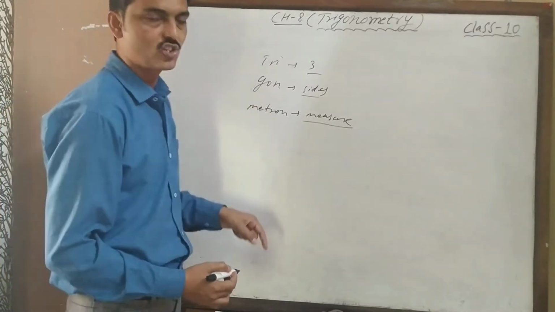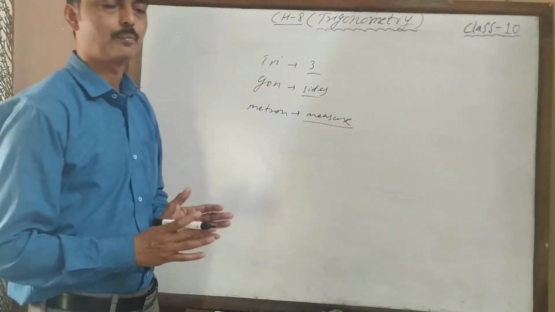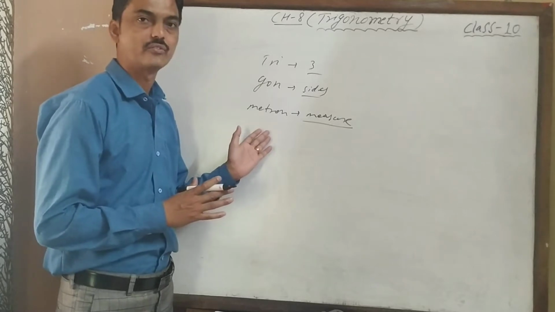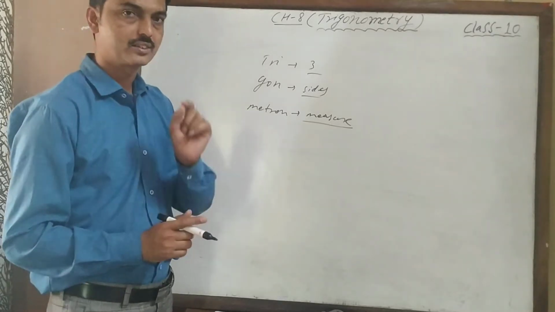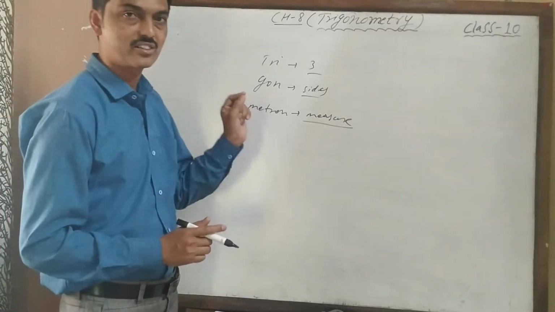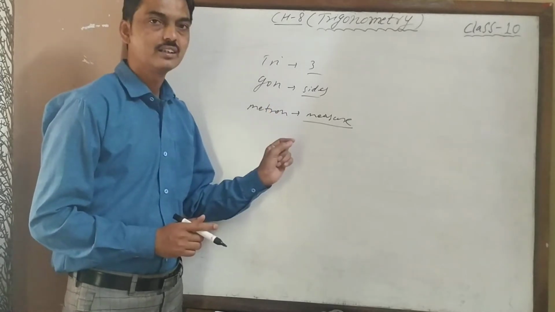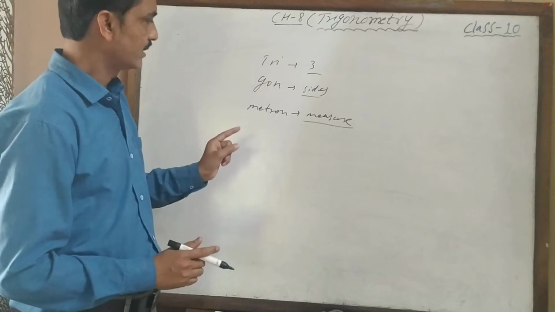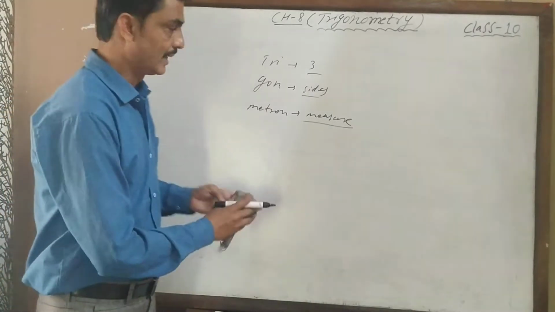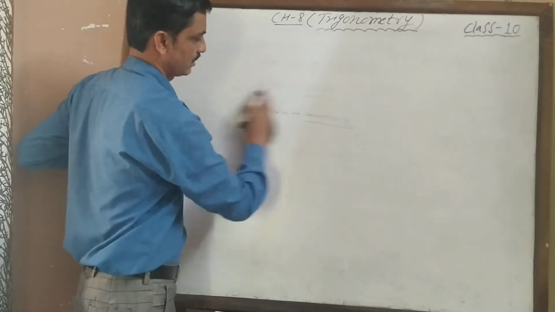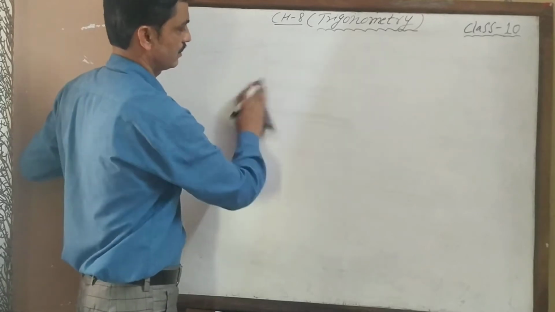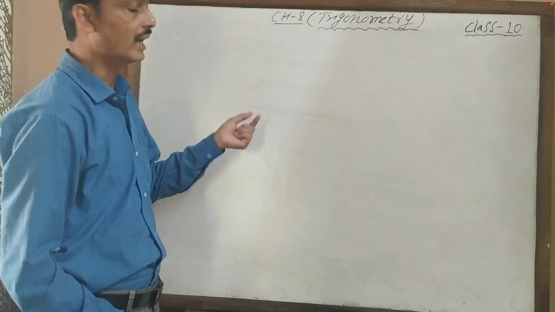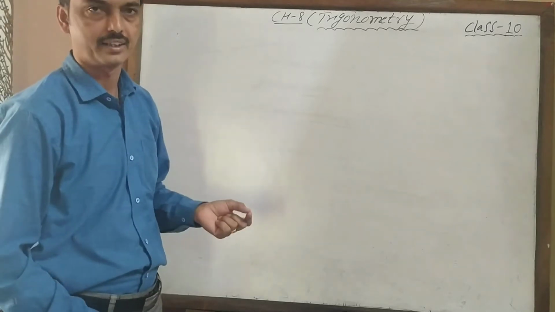So here in this chapter we will discuss some ratios of sides of a right angle triangle only. Listen carefully. We will restrict our study to a right angle triangle only. Understand? So let's start the relationship between the sides and the angles of a right angle triangle, right?